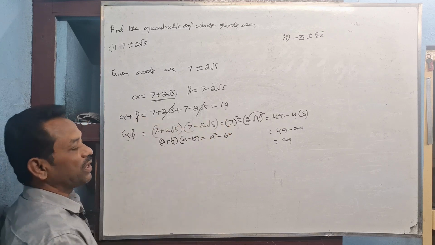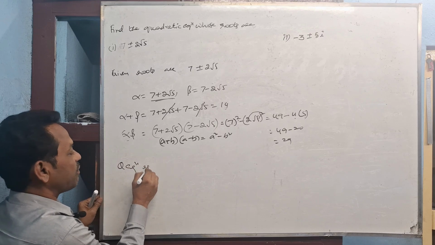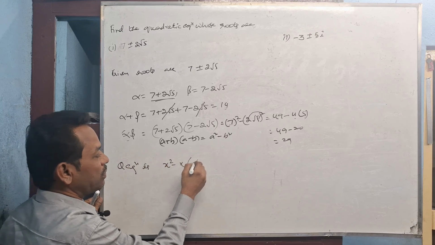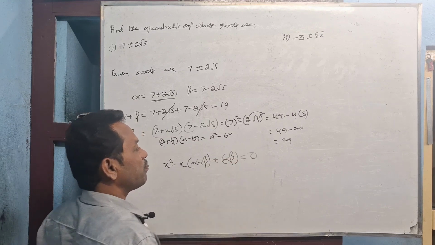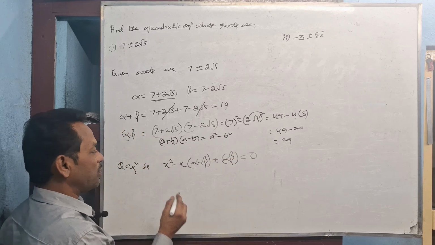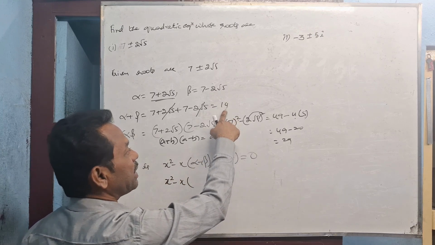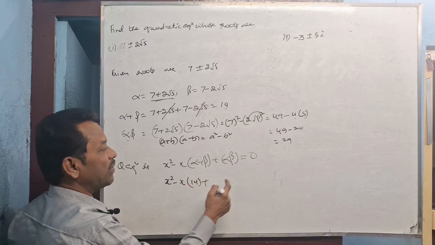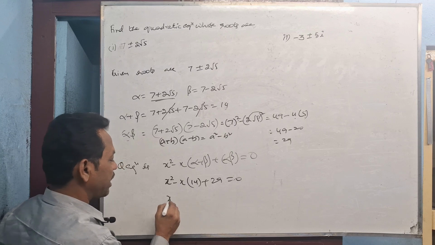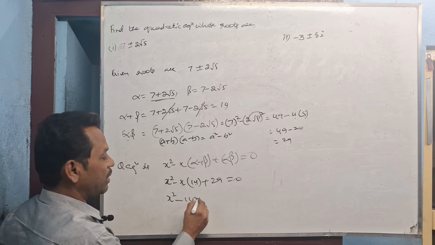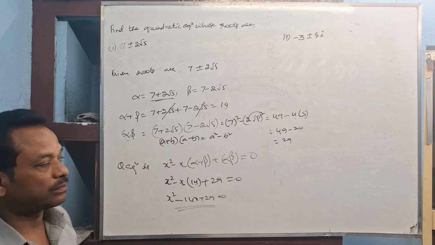Alpha plus beta value is 14. Now let us go for the formula. The quadratic equation formula is x square minus x into (alpha plus beta) plus alpha beta equal to 0. Now we know the values, let me put the values. x square minus x into (alpha plus beta), the alpha plus beta value is here 14, plus alpha beta is 29, equal to 0. Let's open the bracket: x square minus 14x plus 29 equals 0. So this is your quadratic equation.